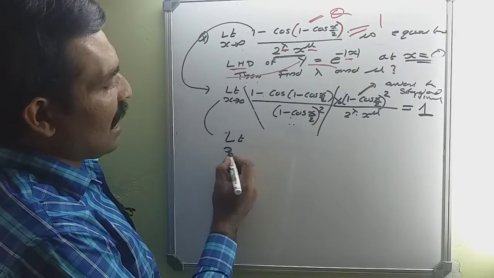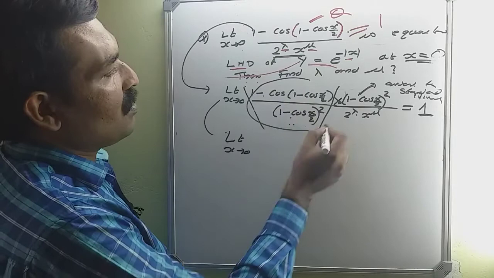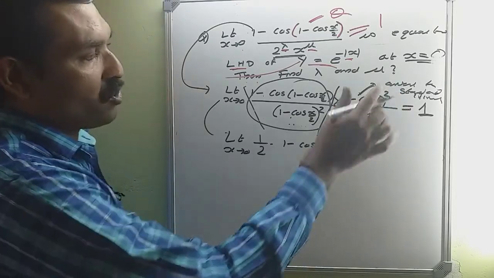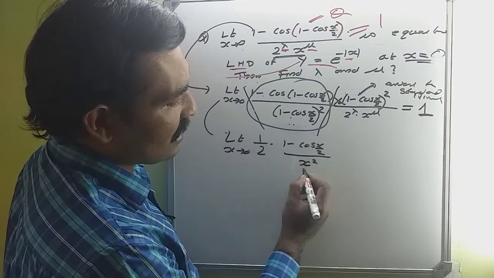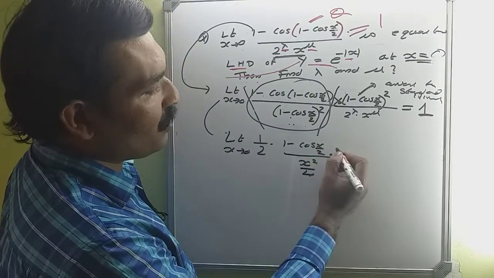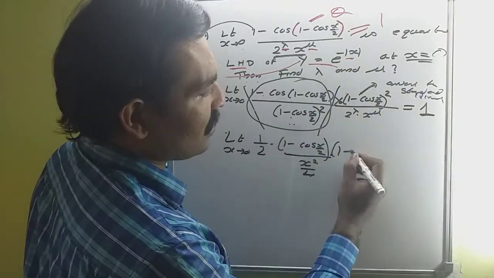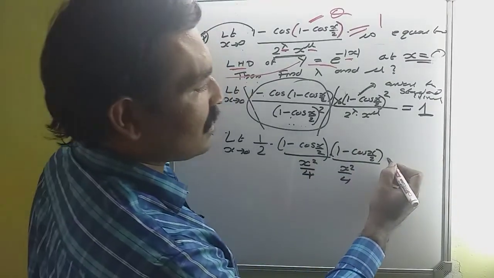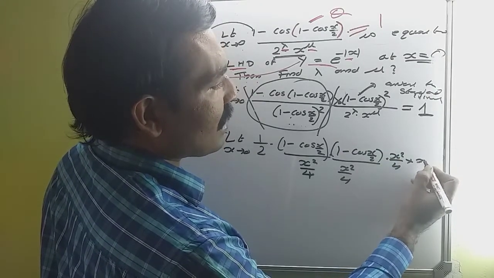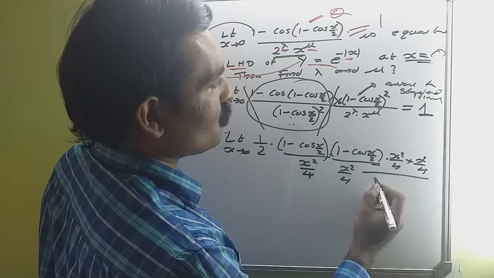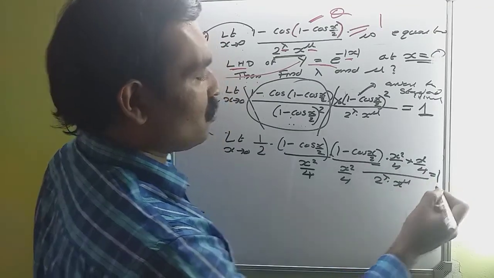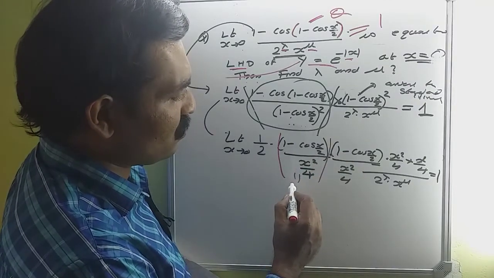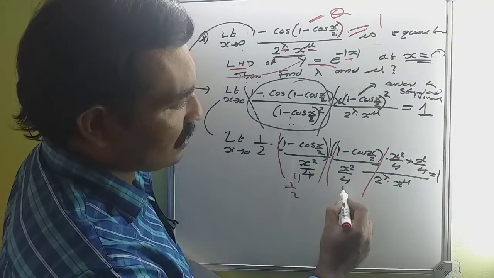The value of this limit is equal to the limit as x tends to 0. Instead of this limit, put the value as 1 by 2 into (1 minus cos x by 2) all square, divided by theta square. Theta square is x square by 4, since here theta is x by 2. Into again one more (1 minus cos x by 2) divided by x square by 4. So as to balance the equation, this should be multiplied by x square by 4 into x square by 4, divided by 2 raised to lambda into x raised to mu, equal to 1. Now the value of this limit is equal to 1 by 2, and this limit also is equal to 1 by 2.